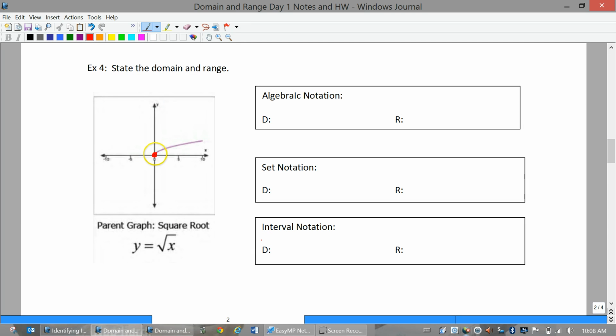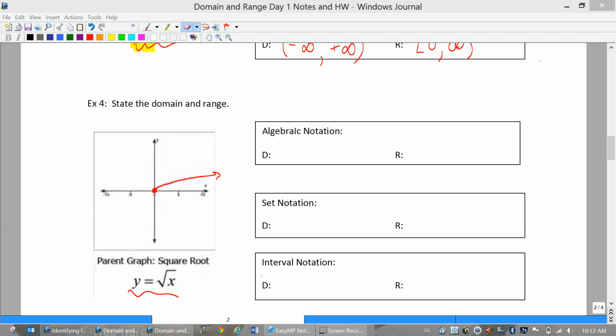This one, just to clarify, it starts at 0, 0, and it goes that way, like that. Okay, and I know that because there's an equation written by it, so I know it actually keeps going forever. So why don't you guys write this out, the domain and range? Okay, go.